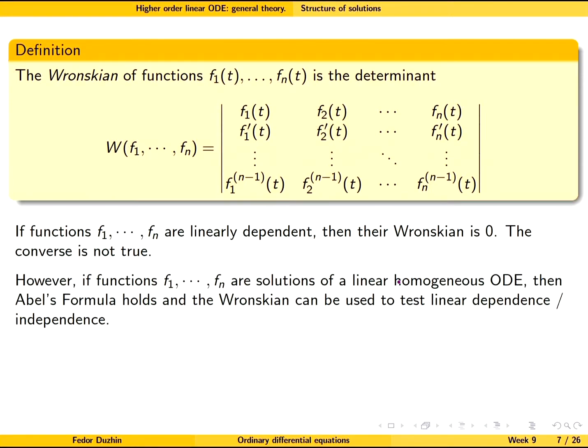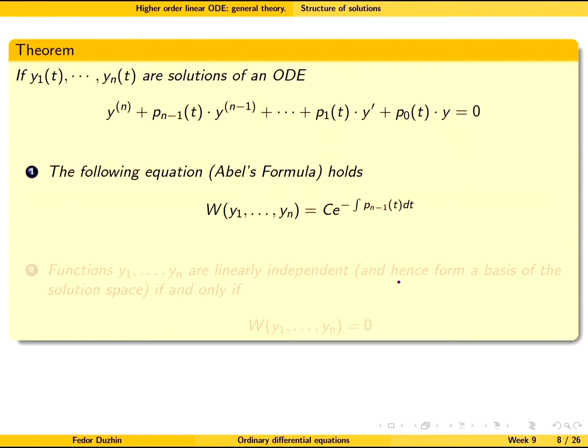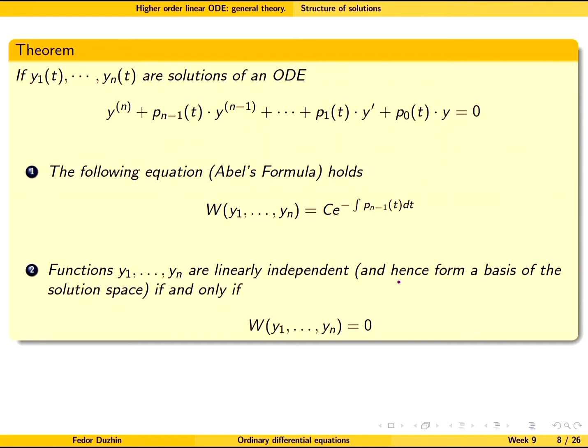But if the functions are solutions of a linear homogeneous ordinary differential equation of order n, then just as for second order differential equations, we have Abel's formula: the Wronskian is some constant times e to the minus antiderivative of the coefficient at the derivative of order n-1. And then the functions are linearly independent, and hence form a basis of the solution space, if and only if the Wronskian is not 0, of course.